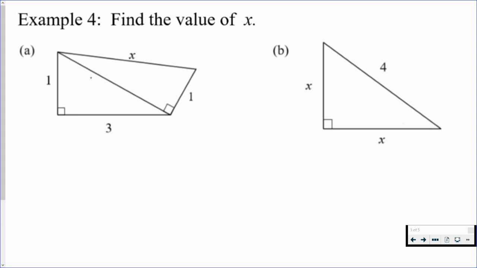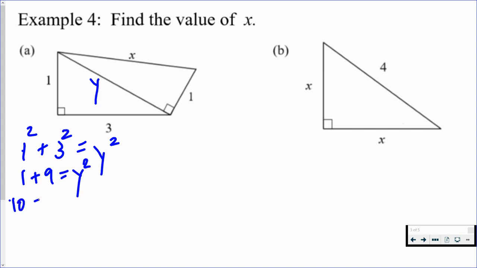So I'm going to call this piece y. Okay, so I'm going to call it hypotenuse y, well, the hypotenuse of the bottom triangle. Okay, let's solve for that first. We know that 1 squared plus 3 squared equals y squared, right? So 1 squared is 1, 3 squared is 9. So now we know that 10 is y squared. So square root of 10 is y.